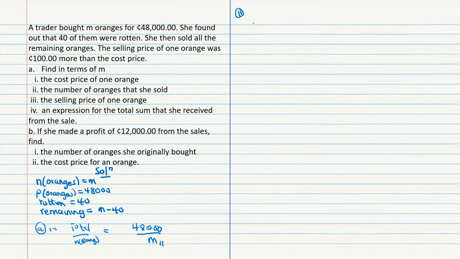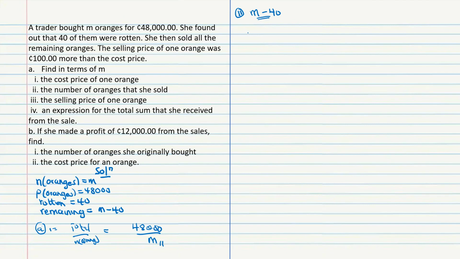So for part ii, we are supposed to find the number of oranges that she sold. The number of oranges that she sold is the remainder, right? We know that the number of oranges is M and 40 were rotten, so M minus 40. Since M is not a number, it is left in that form. So this will be our final result, M minus 40. That will be the number of oranges she sold.